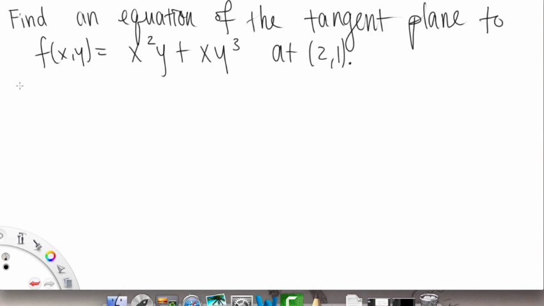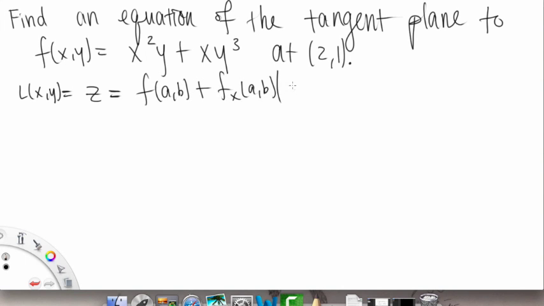Okay, so first of all, let's start with the general equation of the tangent plane. That's going to be L of x, y, also equal to z, the height, is equal to f of a, b plus f sub x evaluated at a, b times x minus a plus f sub y evaluated at a, b times y minus b.